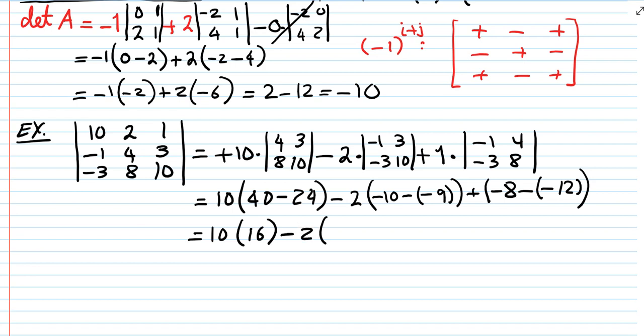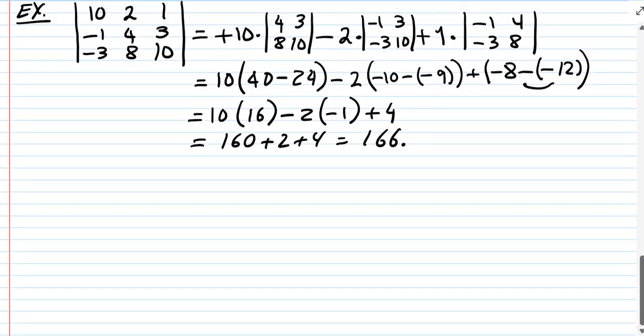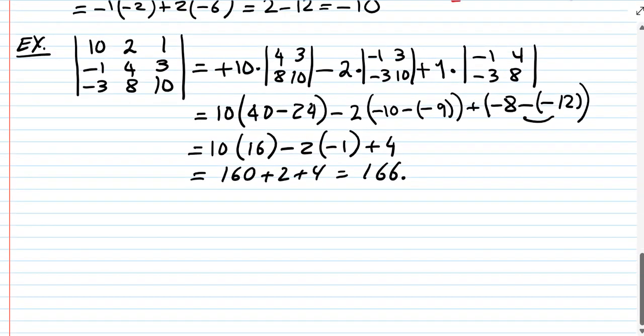Negative 2 times. Negative 10 plus 9 is negative 1. Plus negative 8 plus 12, that would be 4. And that's 160 plus 2 plus 4. Unless I made an arithmetic mistake, that determinant should be 166. And by the way, these TI graphing calculators and other calculators will give you the determinants, so you can always check your answer this way.